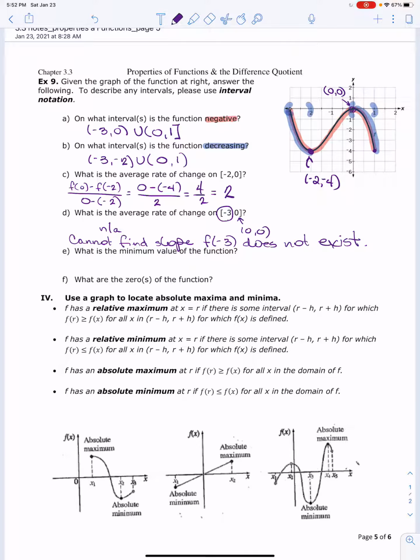The minimum value of the function, it's going to be the very lowest y value this takes on. Our minimum value is going to be y equals -4. Again, that happens at 2 places. That's not what we're being asked. We're just being asked for the very lowest value. The zeros of the function, again, that's where y equals 0. And that happens at x equals 0.